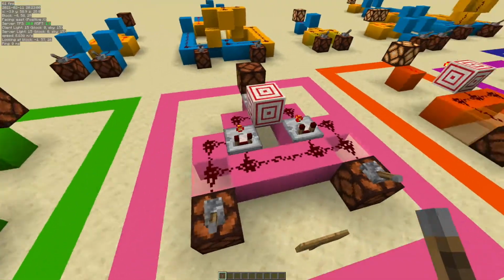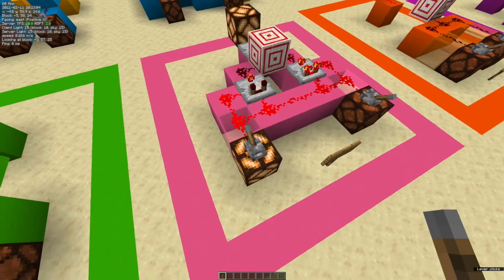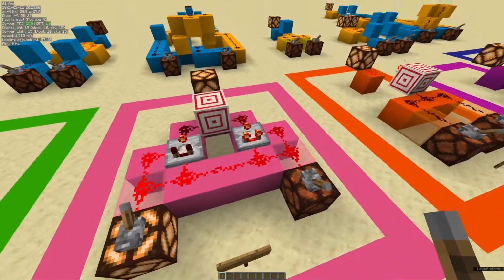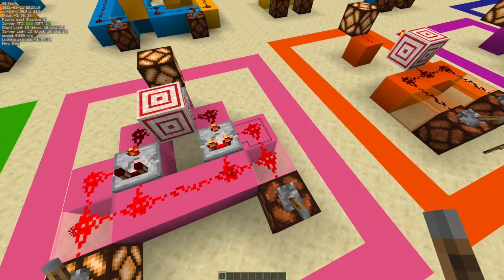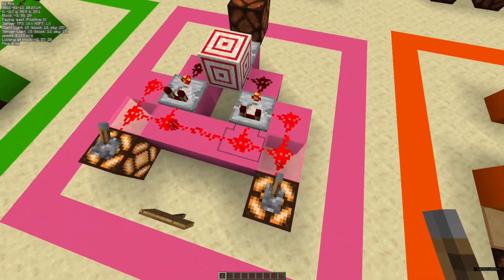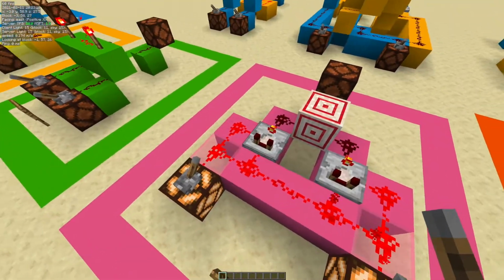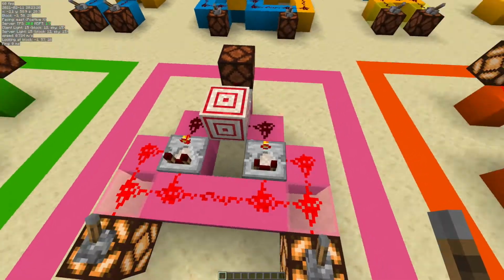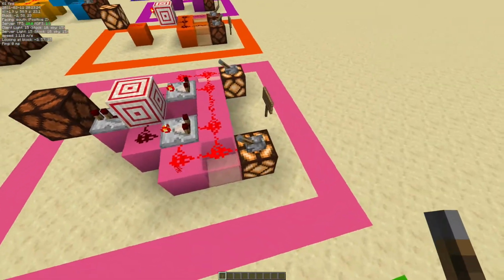This is one of the cool uses for comparators, because what happens is if this is on, then this comparator is on because this signal strength is more than this signal strength. But if both of them are on, then this signal strength is the same as this signal strength here, and same thing going on over here, so the output of both of these comparators is off, and that means that the lamp over here is off.